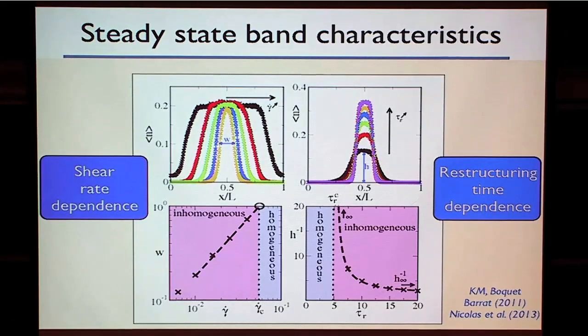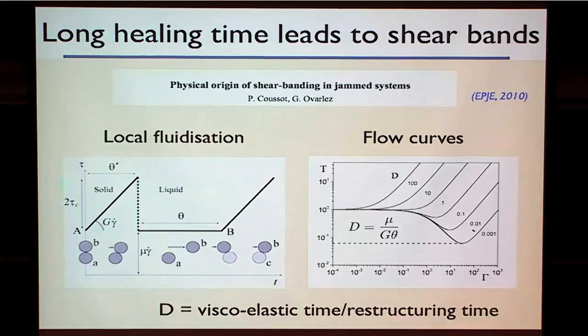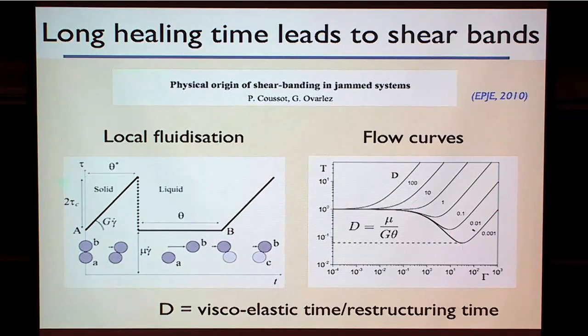Okay, this seems to be quite consistent. We were not the first to think about this in these terms. There was a paper by Coussot and Ovarlez, who was also pushing forward the idea of having time which is responsible to obtain a non-monotonic flow curve for the minimum. And so we are exactly in line with this thinking.